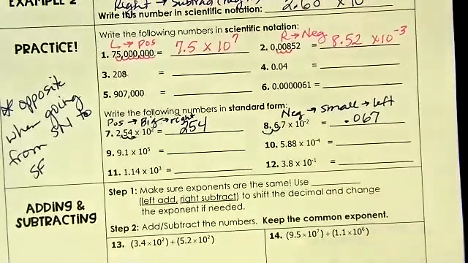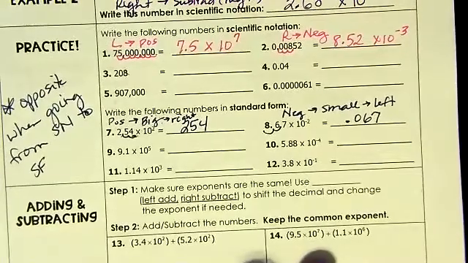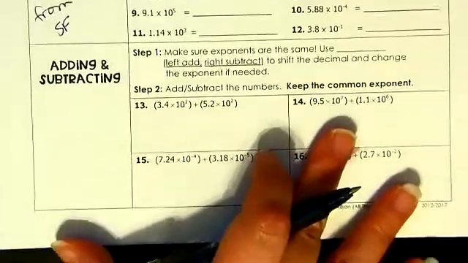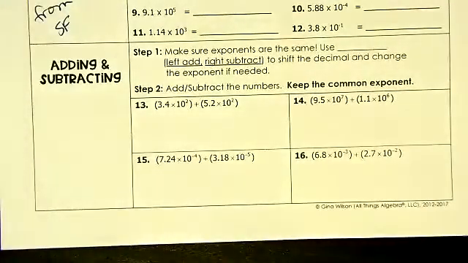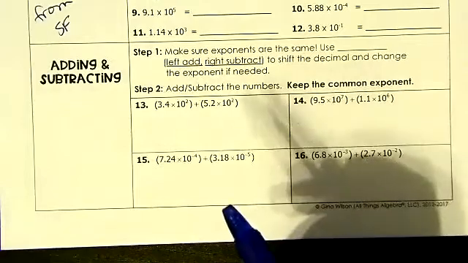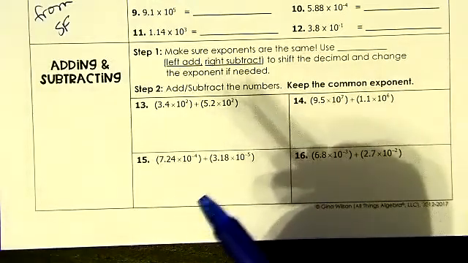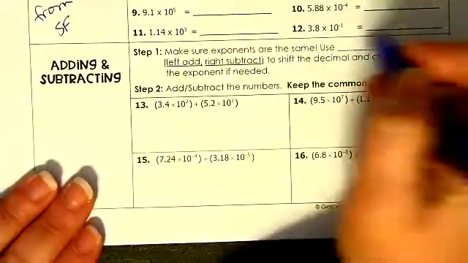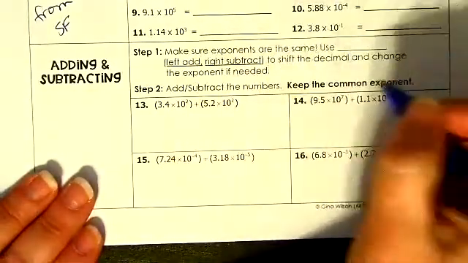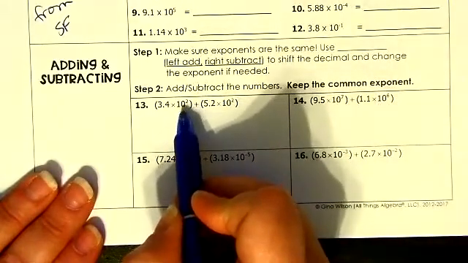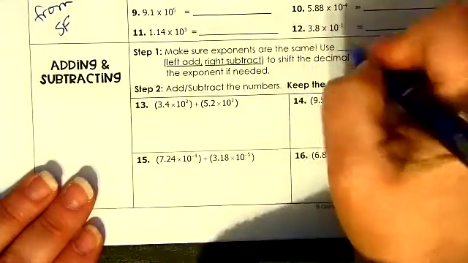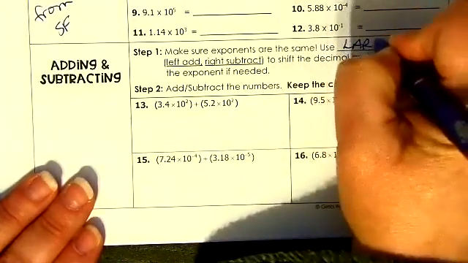Okay, moving right along. So that's going back and forth between standard and scientific notation. Now what we're going to do is add, subtract, multiply and divide with those. With this, LARS, it says make sure exponents are the same. That means when you're looking at the exponents, it's 10 squared here, 10 squared here. You want to make sure those are the same. If it's not, you're going to use what's called LARS.